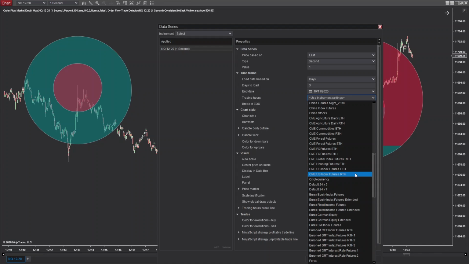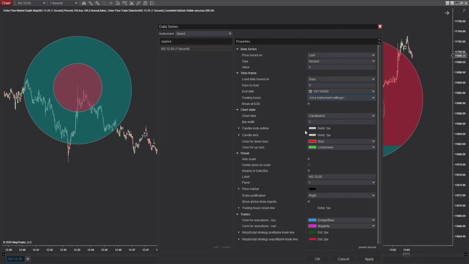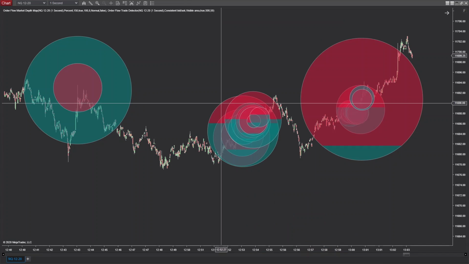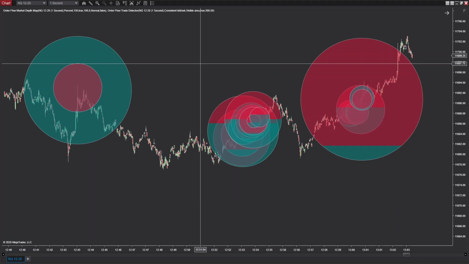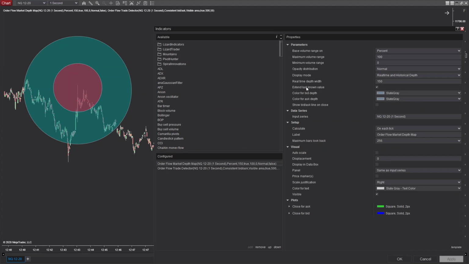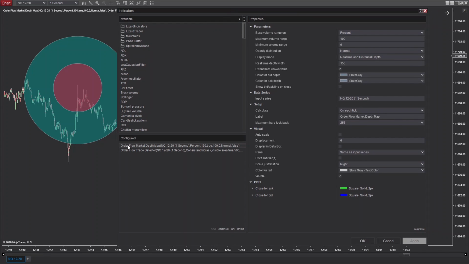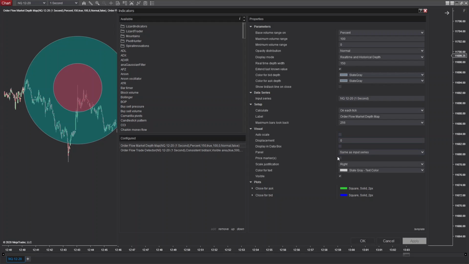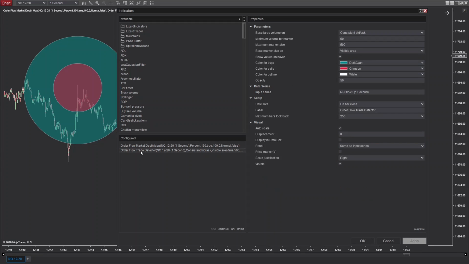Okay, so that pretty much covers that. So that's the data, and then you're going to go to indicators. Under indicators, you're going to have order flow, market depth map, and order flow trade detector. Right now, I don't actually see the market depth map plotting, so maybe you can leave it off for now, but if you want to add it, go ahead. And then order flow trade detector, this is the one that you're looking at.